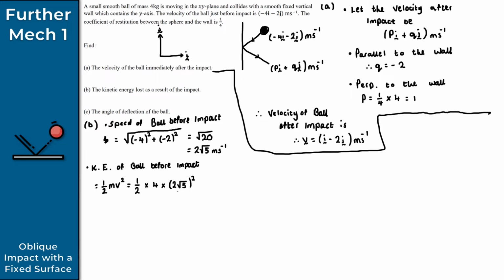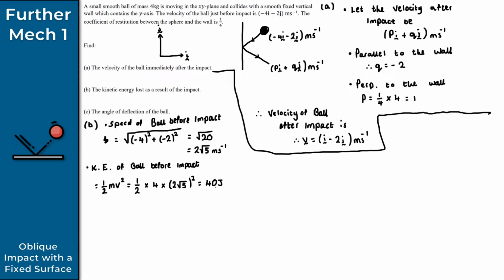Let's just simplify this here then. So 2 root 5 times 2 root 5, or 2 times 2 is 4. Root 5 times root 5 is 5. So what's that? 4 times 5 is 20. Times that by 4, I get 80. Divide that by 2, and we get 40 there, right? So the kinetic energy of the ball before the impact is 40 joules. Okay, so 40 joules there.